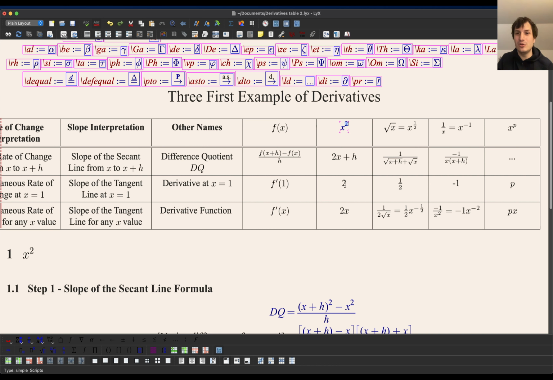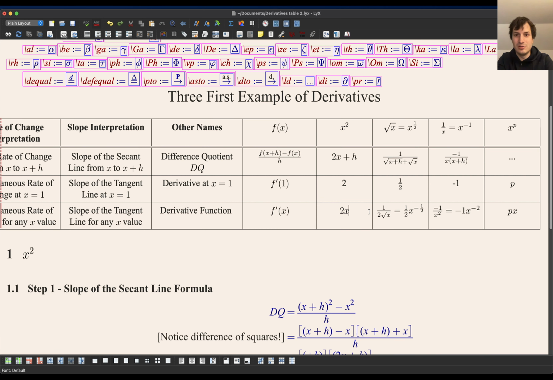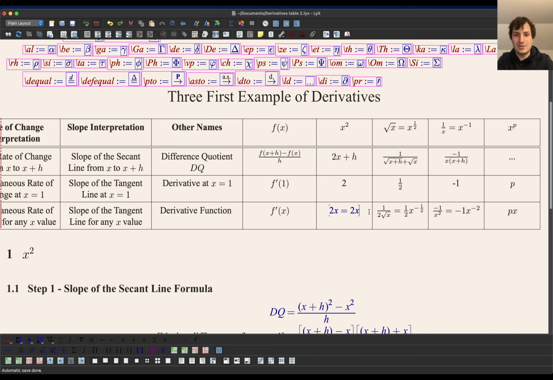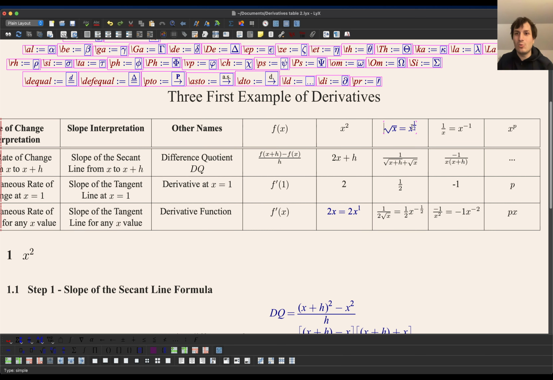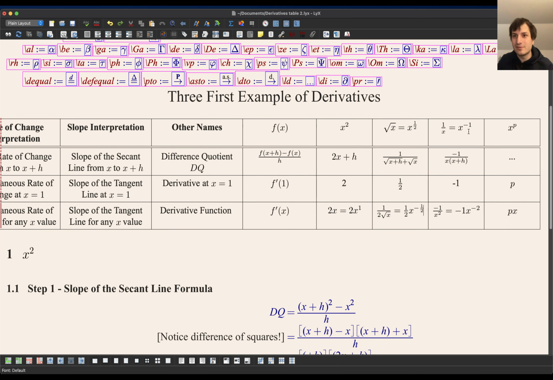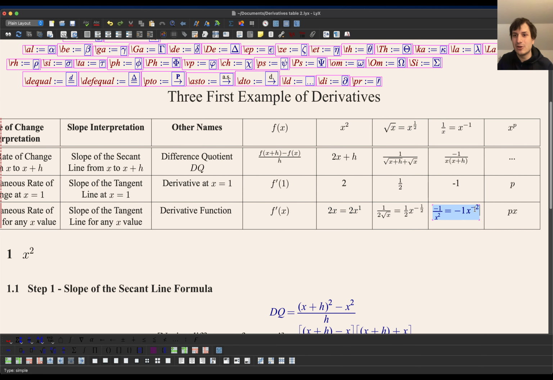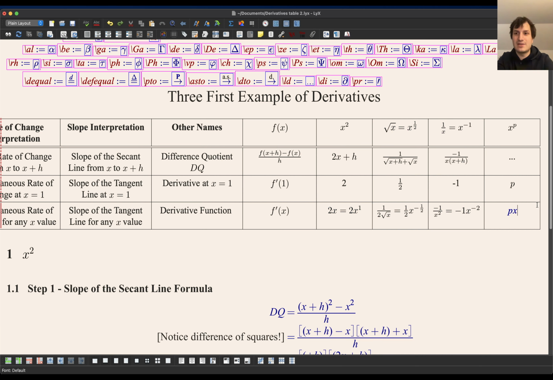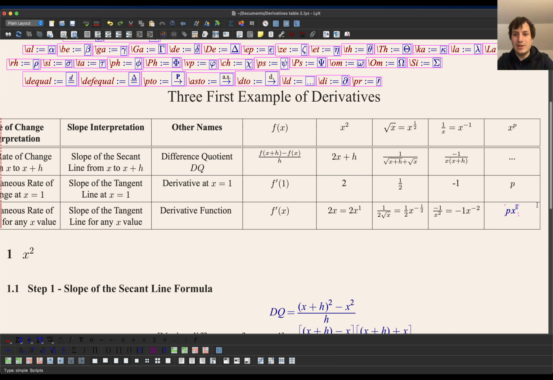So the power of 2 became a power of 1, which is the same as 2 times x to the power 1. The power 1/2 became a power minus a half. The power negative 1 became a power minus 2, with the coefficient minus 1 here. In general, if you start with a power p and you subtract 1, you get p minus 1. And it turns out that this is perfectly true.